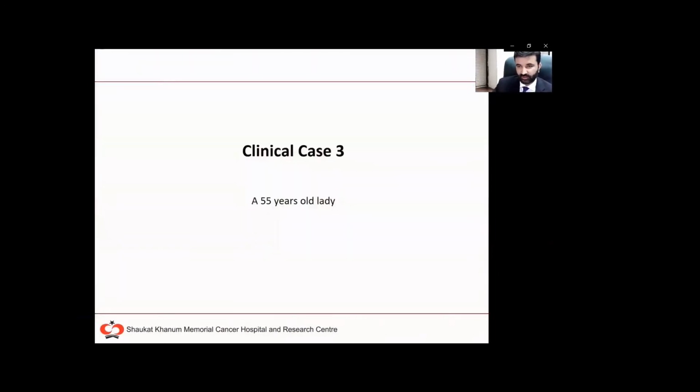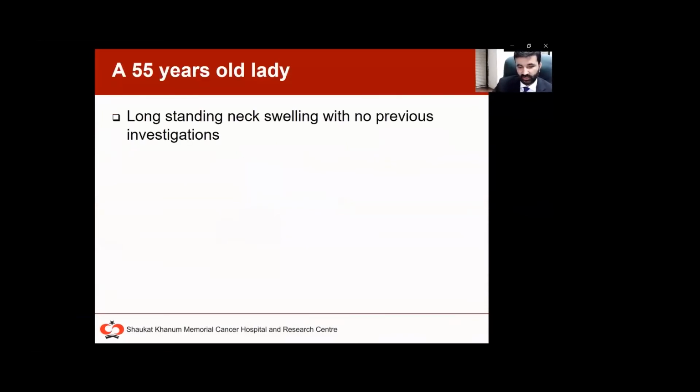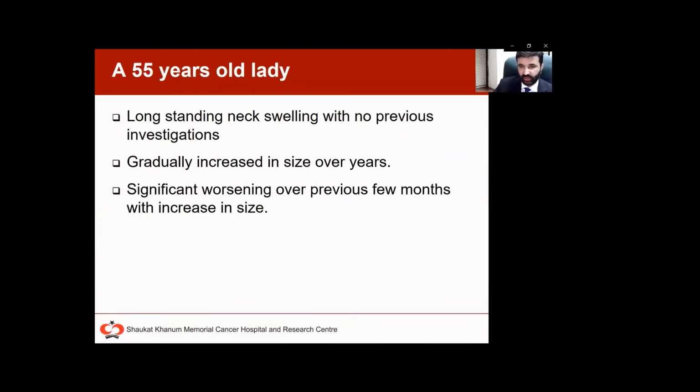Now I start my third clinical case with a 55-year-old lady. She had a long-standing neck swelling in front of her neck. However, she never sought clinical assessment or investigations because it was not giving her any problems. The swelling kept increasing in size gradually until recently, when, over the previous few months, it started to get worse significantly.